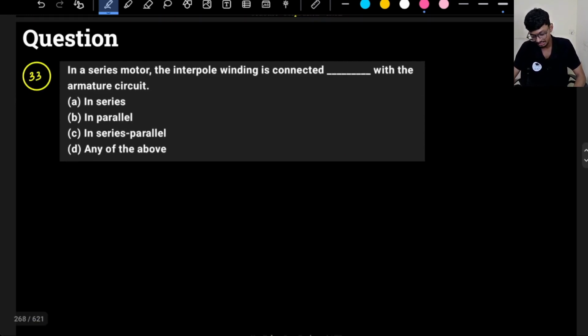In a series circuit, the interpole is connected how? In series with the armature, in parallel with the armature, or in series-parallel with the armature? So it does not matter. It will be connected in series only. Interpoles are always connected in series with the armature.